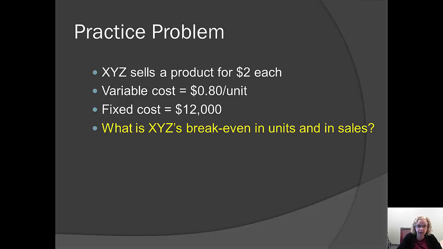So let's do a practice problem. This firm, XYZ, sells a product for $2 each. They have 80 cents of variable cost per unit and fixed costs of $12,000. So my first question to you is, what is XYZ's break-even in units and in sales revenue?